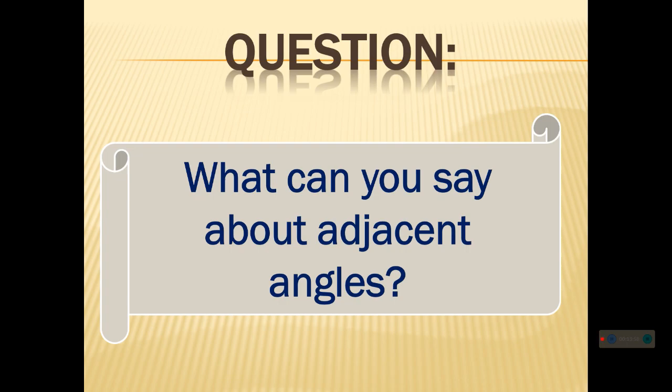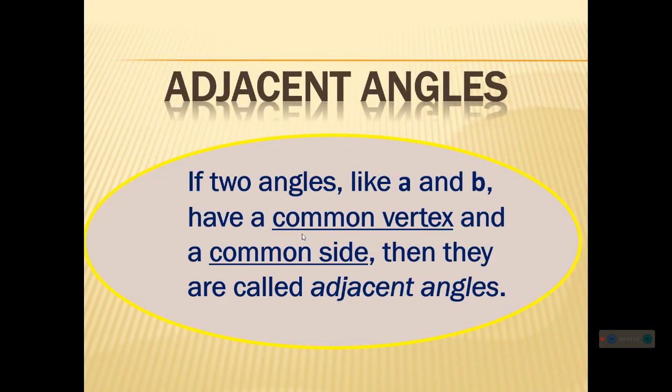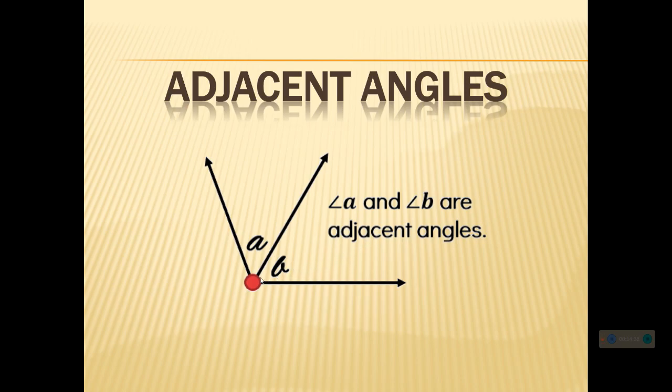Next, another defined term: adjacent angles. What can you say about adjacent angles? If two angles, like A and B, for example, have a common vertex and a common side, then they are called adjacent angles. So again, we have the common vertex and common side. Here, angle A and angle B are adjacent angles. In Tagalog, magkasunod, magkatabi.